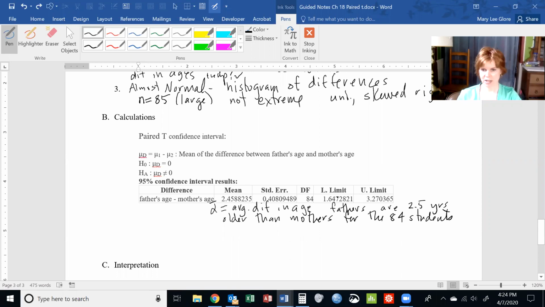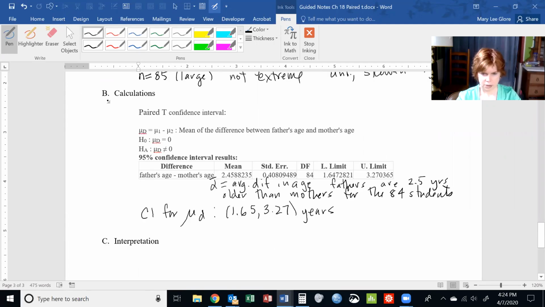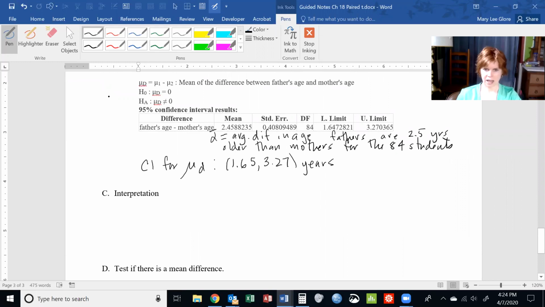All right, so here's my confidence interval. This is for UD. This is the average difference in age for all parents of 205 students, historical and future. And that is, let's see, 1.65 to 3.27 years. So again, this is the average difference in age.